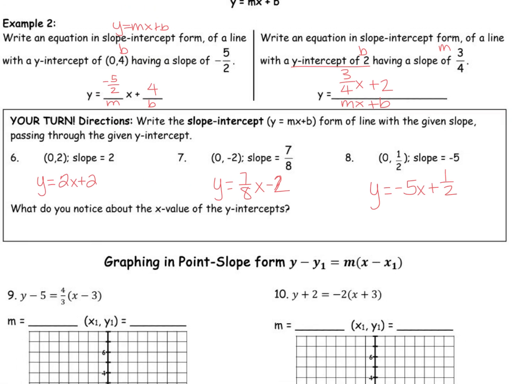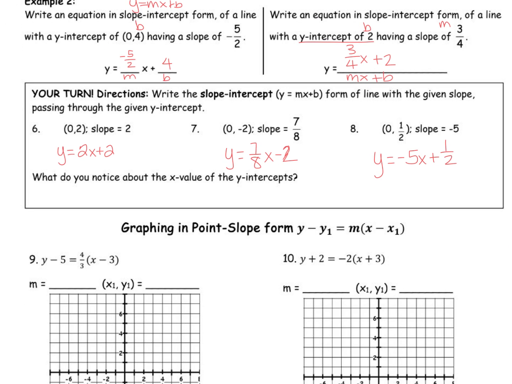So now here's our question. What do you notice about the x value of the y-intercept? So the x value here, here, and here. You should notice that the x is 0 for the y-intercept. And that is why when we graph it, it is always on the y-axis, because we're not going across any on the x.